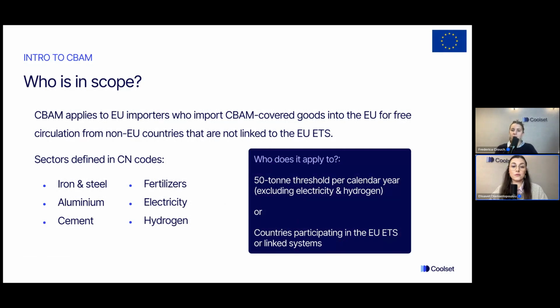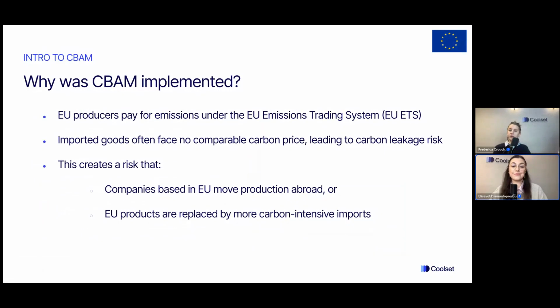On to the next: why CBAM was implemented in the first place. As I briefly touched upon, EU producers are already paying for their emissions under the EU ETS as part of an EU attempt to reduce emissions and decarbonize, but the imported goods face no comparable costs. So this leads to a risk which experts call carbon leakage risk.